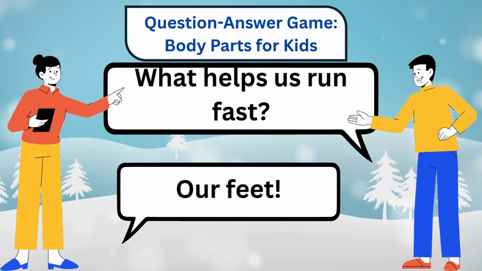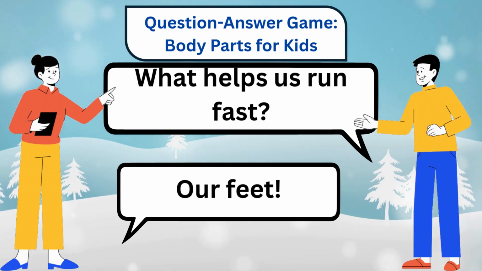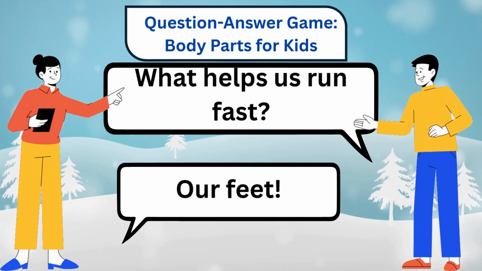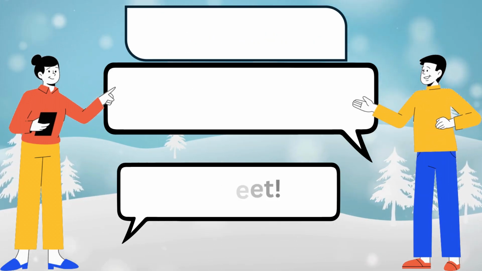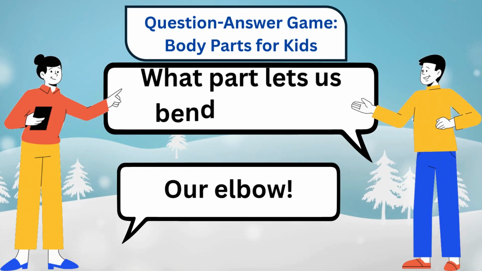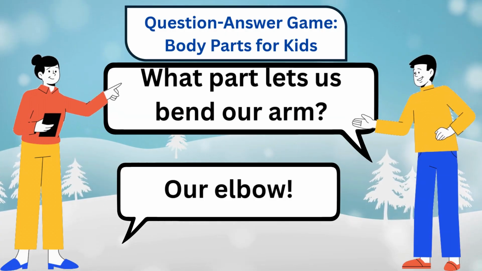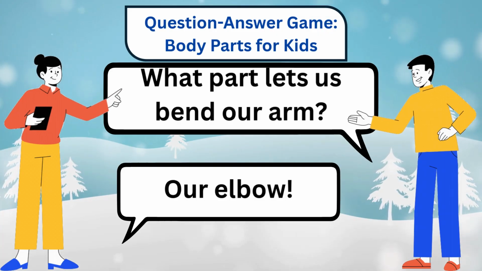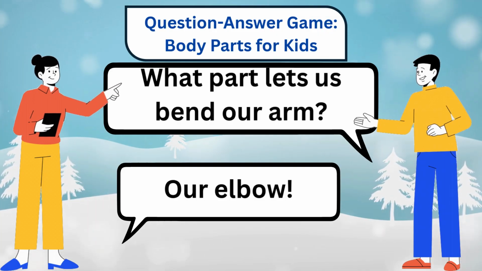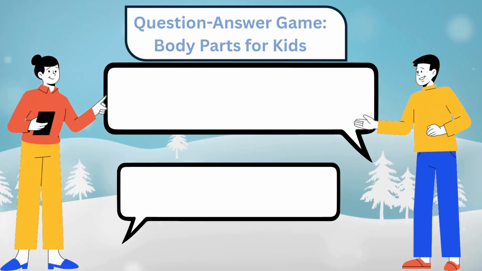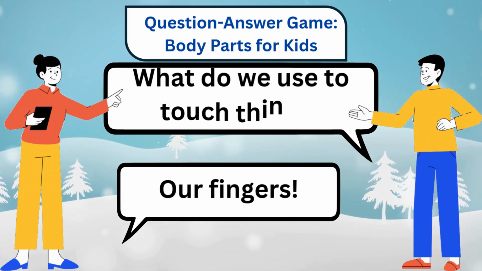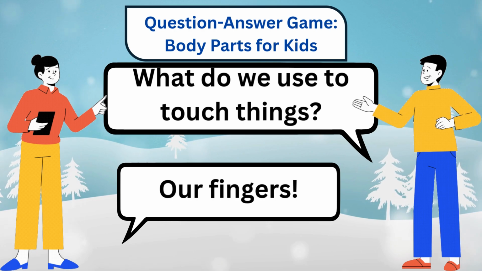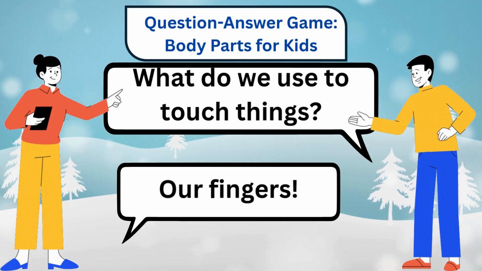What helps us run fast? Our feet. What part lets us bend our arm? Our elbow. What do we use to touch things? Our fingers.